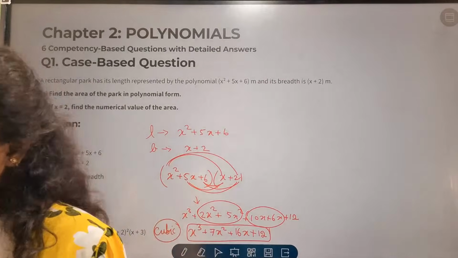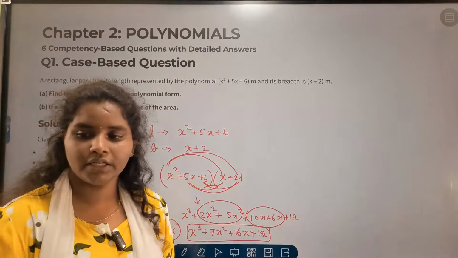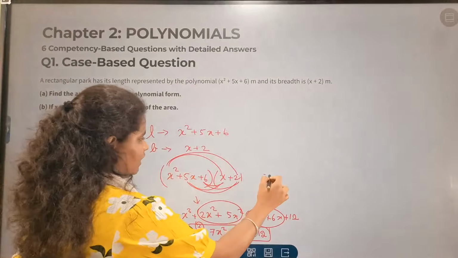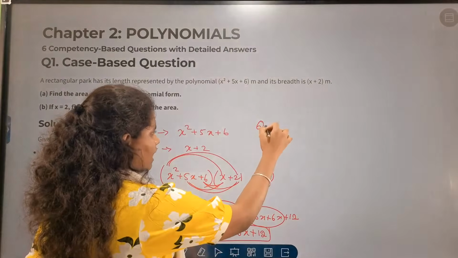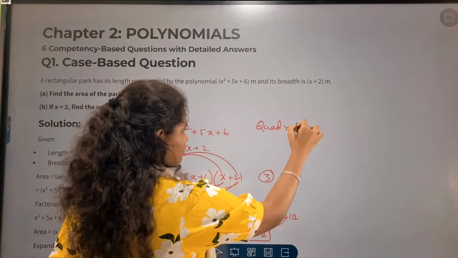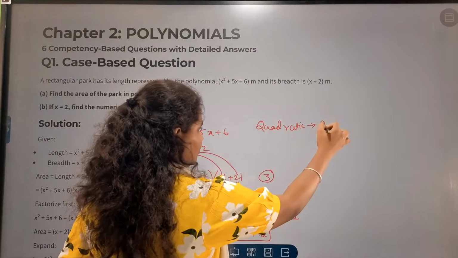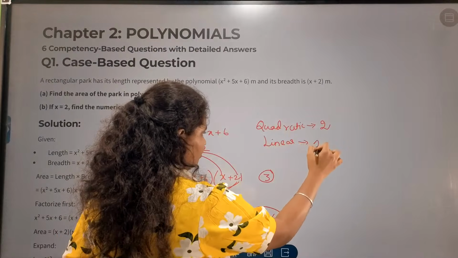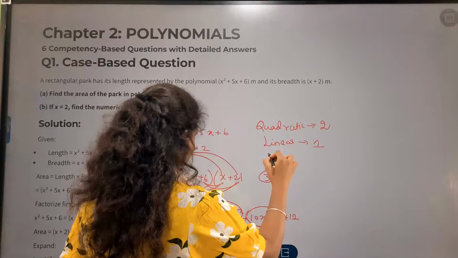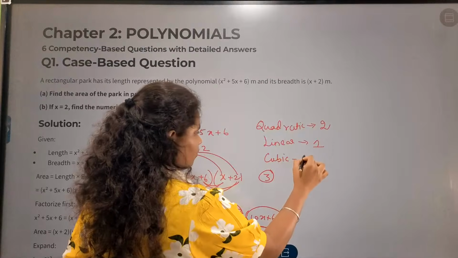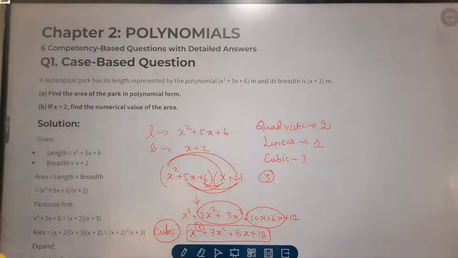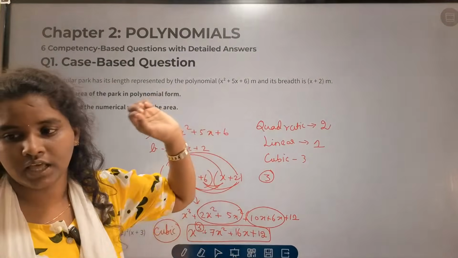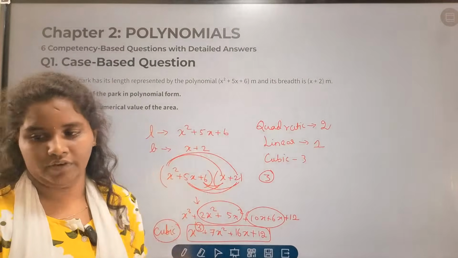Yes, cubic equation means the highest power should be 3, right? So for quadratic, the highest power should be 2. For linear, the highest power should be 1. And for cubic, the highest power should be 3. Yes, very good. So the final answer is cubic equation.